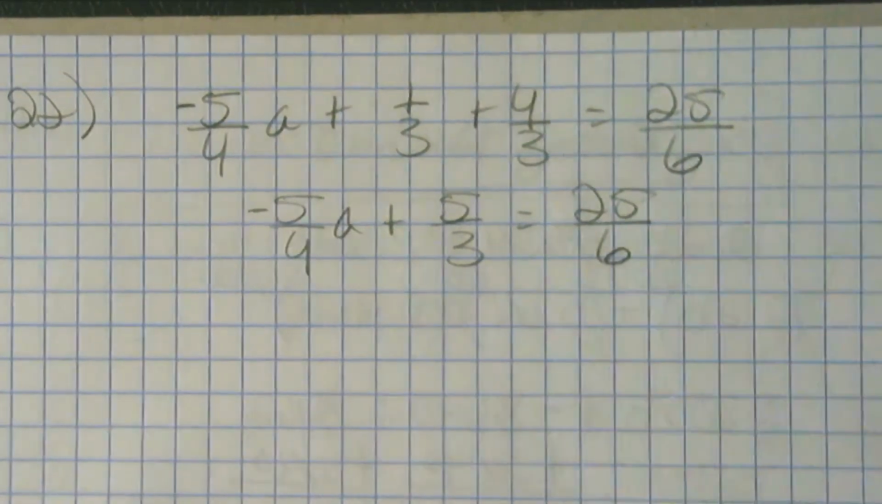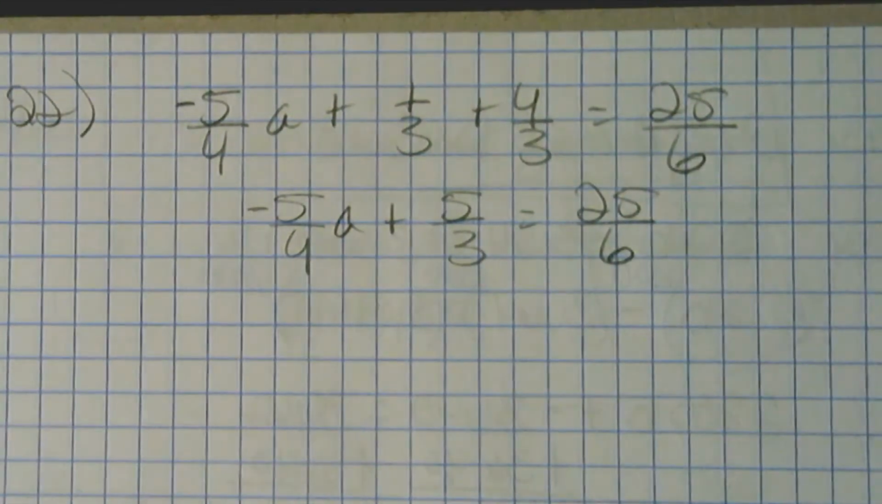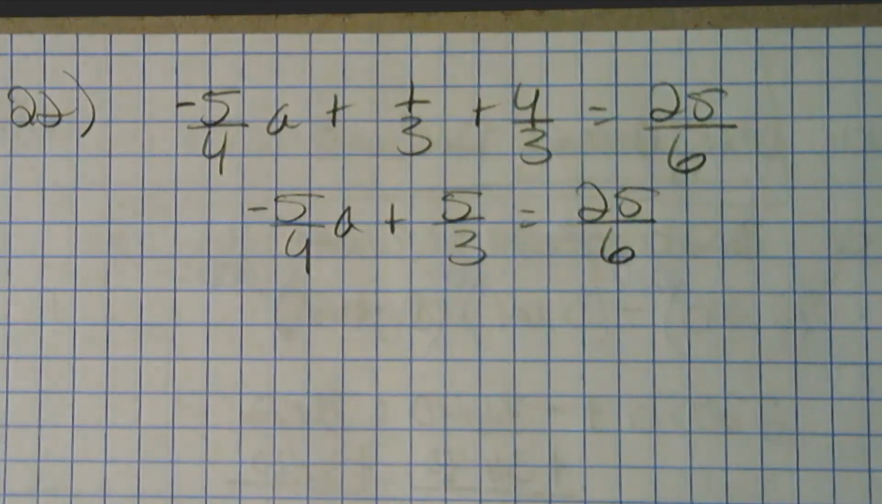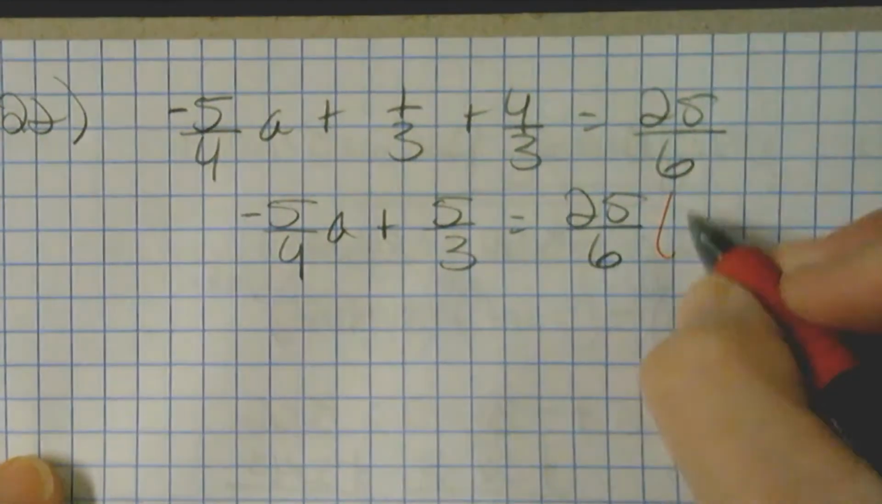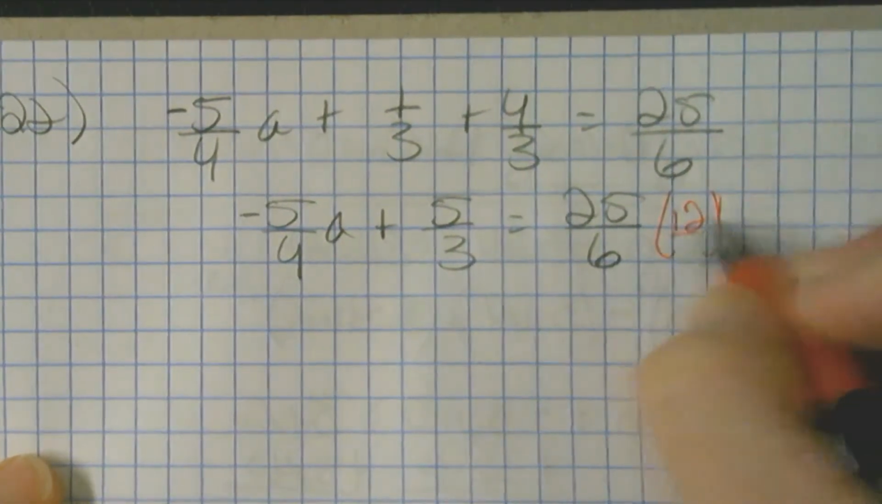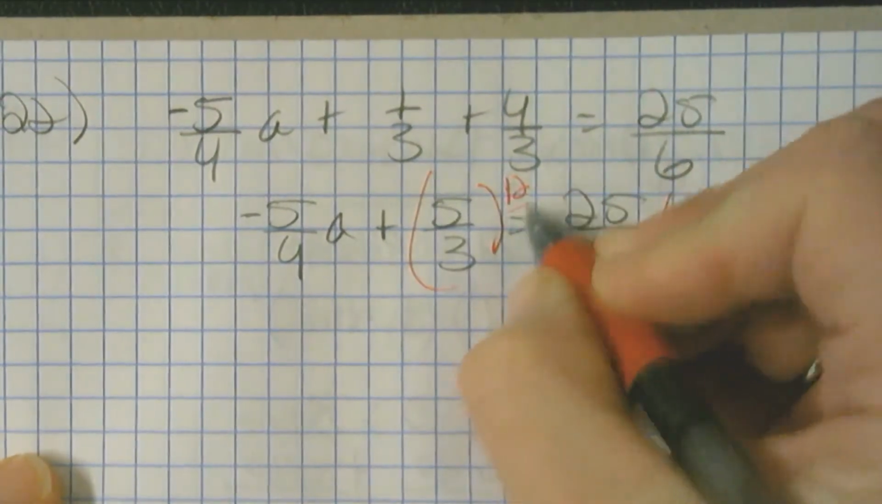If you did not do that in this step, that's fine. You're going to do it after you clear your fractions. At some point, you're going to do that. Okay. So what common multiple did you use, Ada, for this? Excellent. So I'm going to multiply everything by 12, or 12 over 1.